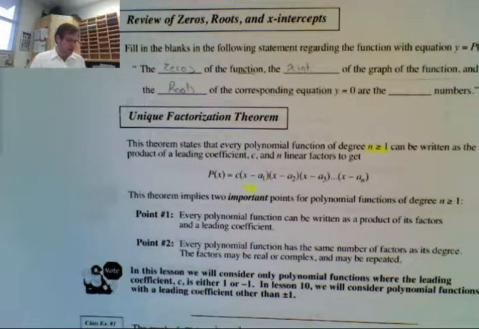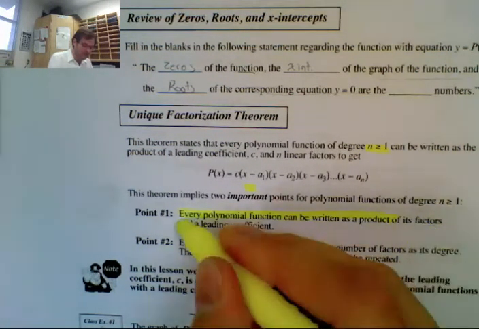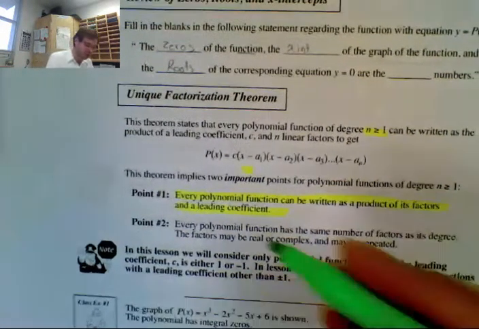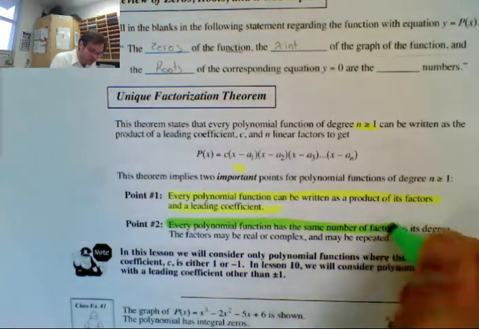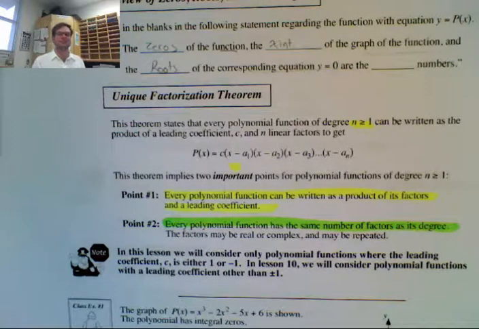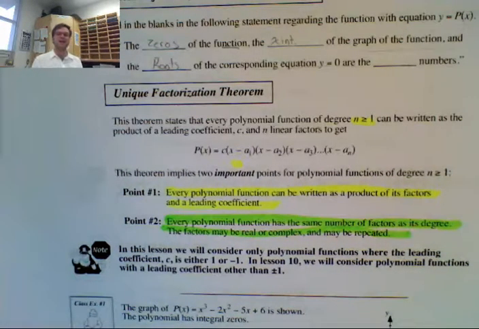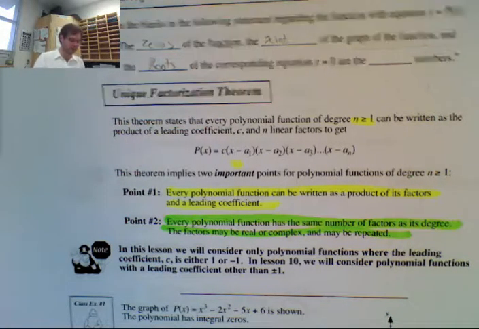There are 2 important points this is breaking down into. Point 1 is every polynomial function can be written as a product of its factors and a leading coefficient. Point 2 is every polynomial function has the same number of factors as its degree. The factors may be real or complex and may be repeated. So those are 2 very important points.